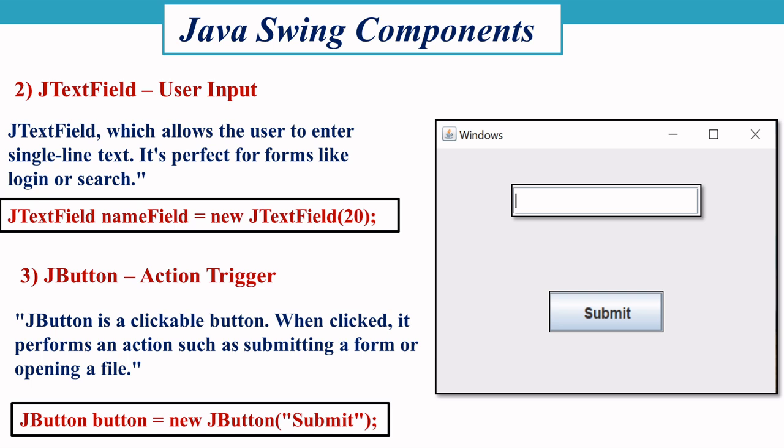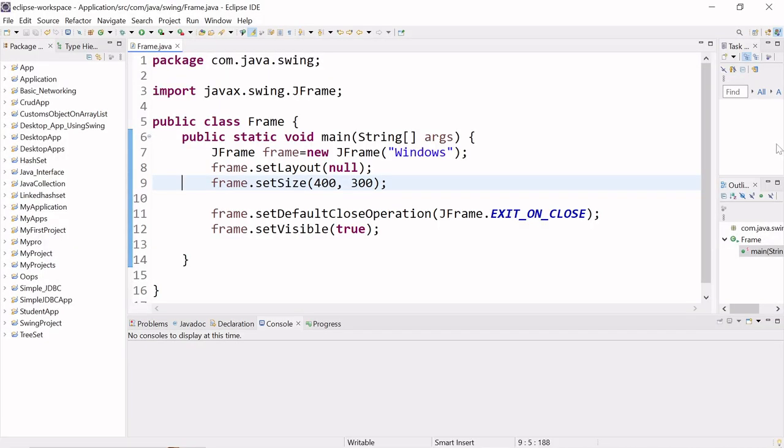Now I will discuss with programming. So I switch to Eclipse IDE. Here, firstly, we create a JFrame object, set its layout to null, set its size, activate the close button, and make this frame visible.